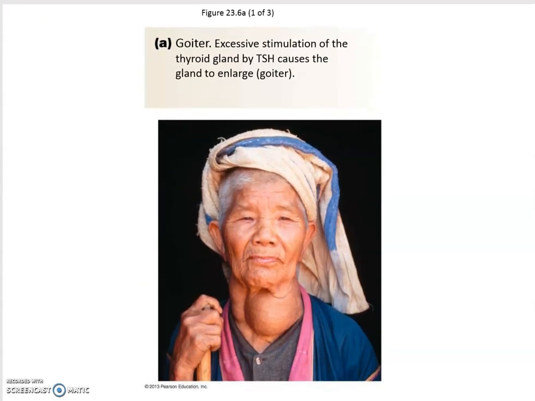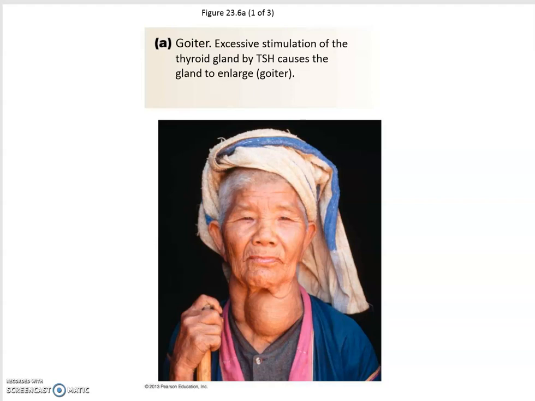So here is a person definitely with a goiter. The first thing I usually would suspect when I see somebody with a goiter is to check the iodine levels, because if the gland can't make the hormone because there's not enough iodine around, then of course the pituitary and the hypothalamus are going crazy trying to instruct the gland to make more thyroid hormone, but it can't because there's not enough iodine.